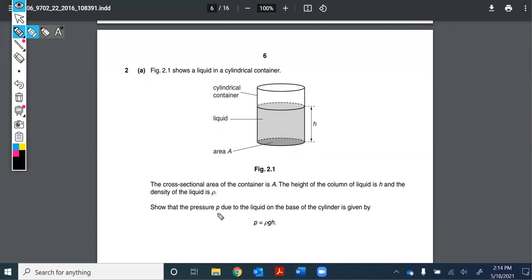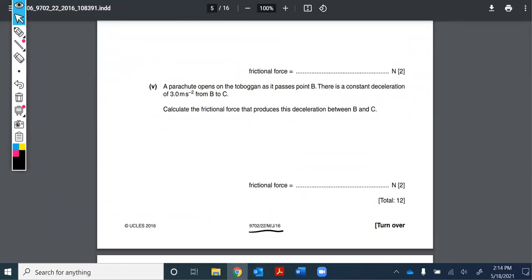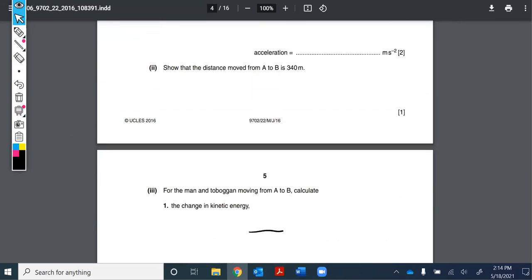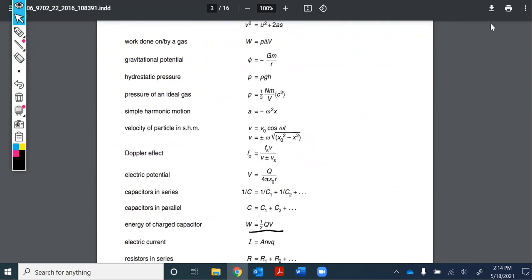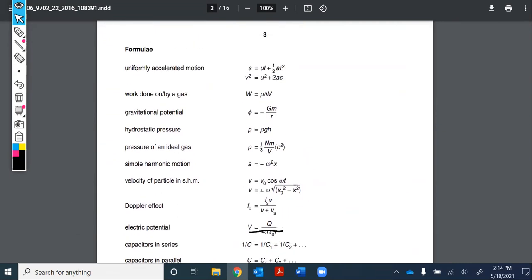Show that the pressure P due to the liquid on the base of the cylinder is given by pressure equals rho gh. And so that's an equation. You can say, well, I know how I'll show it. Just the way to show that that's true, I'll just go back up a couple pages to my list of formulae, and there it is right there.